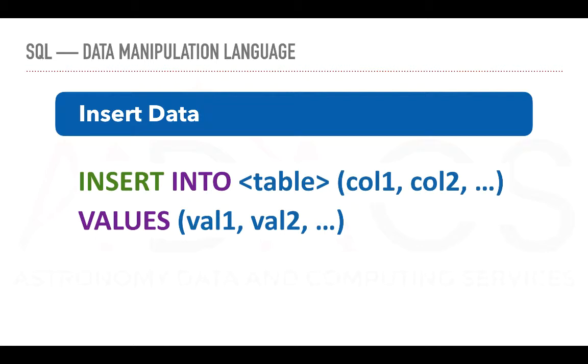And then we follow this by the actual values that we're going to insert into these columns, and so the values need to be in the same order as the column declaration that we did. And so value 1 in this case would go into column 1, value 2 will go into column 2, and so on.